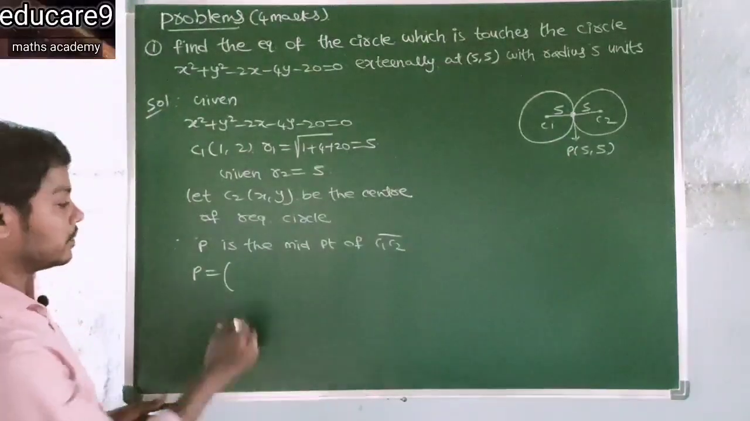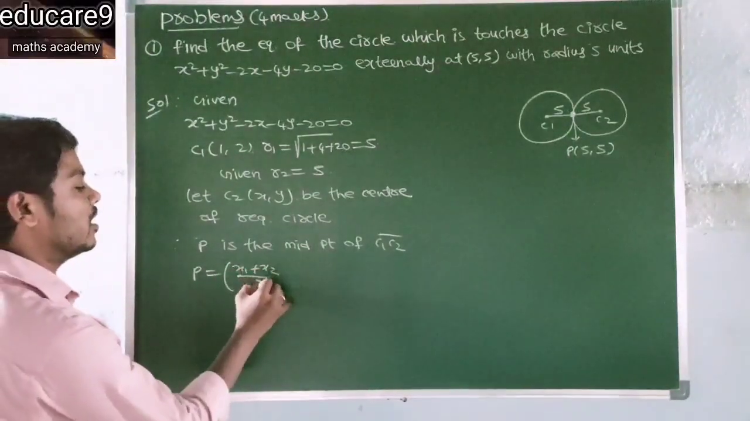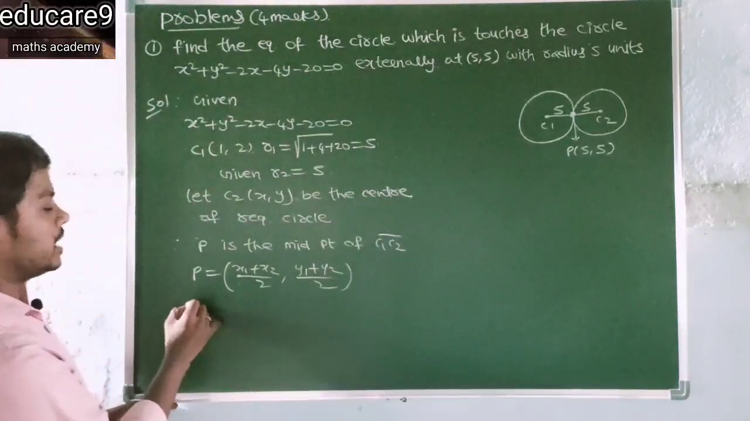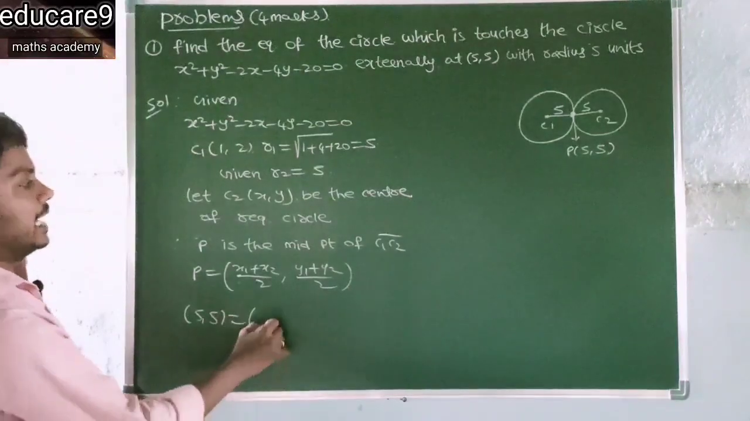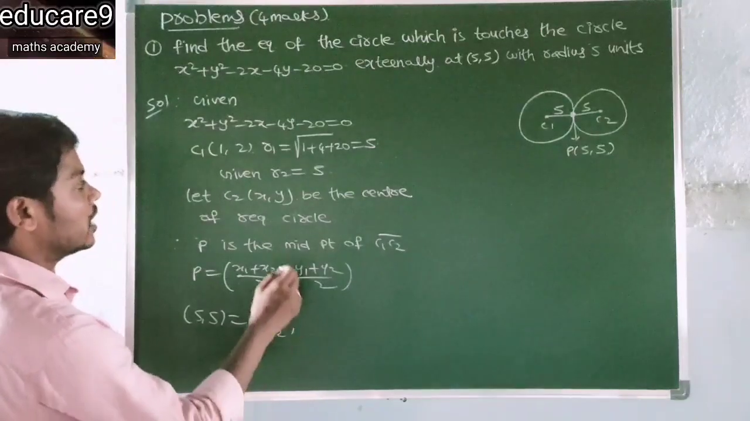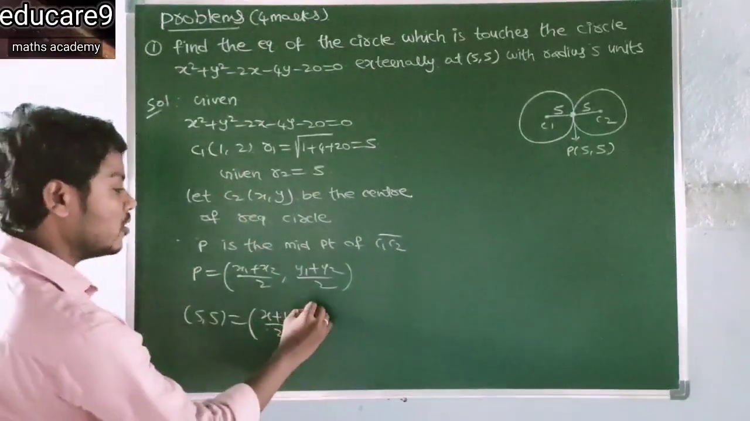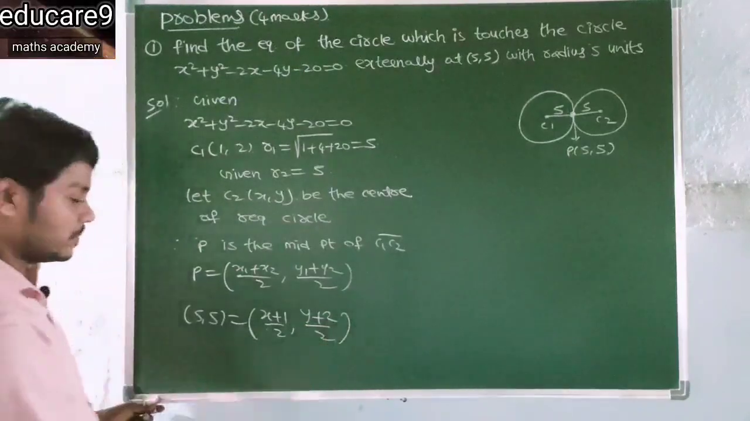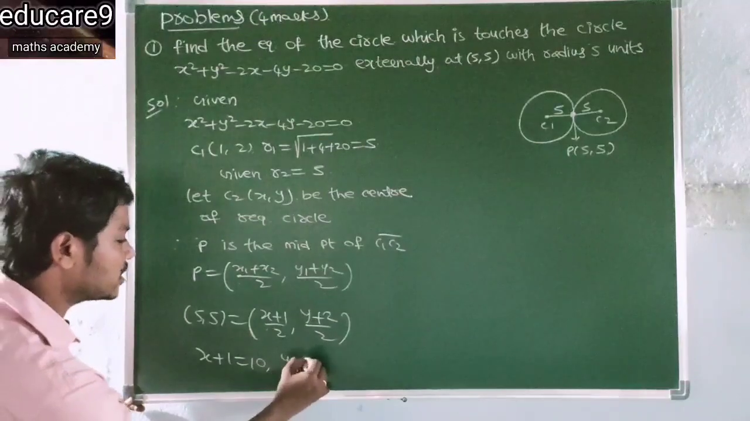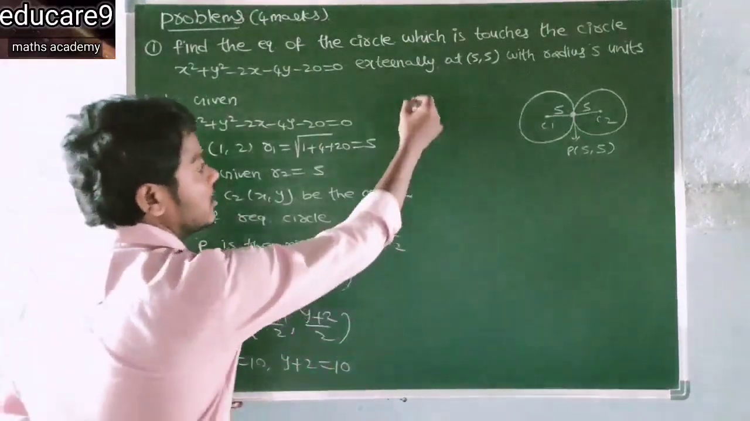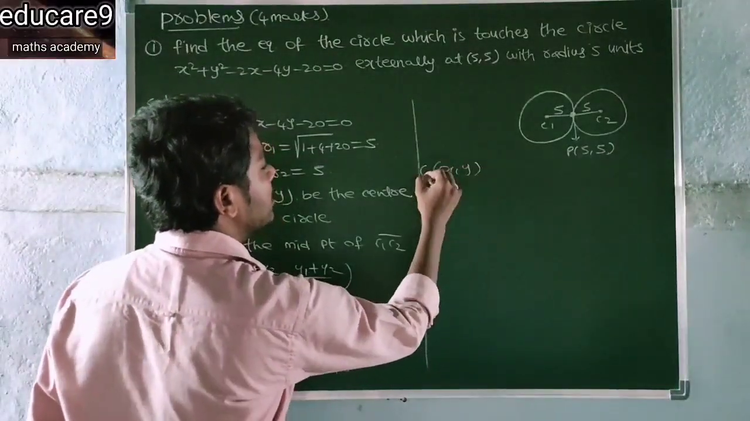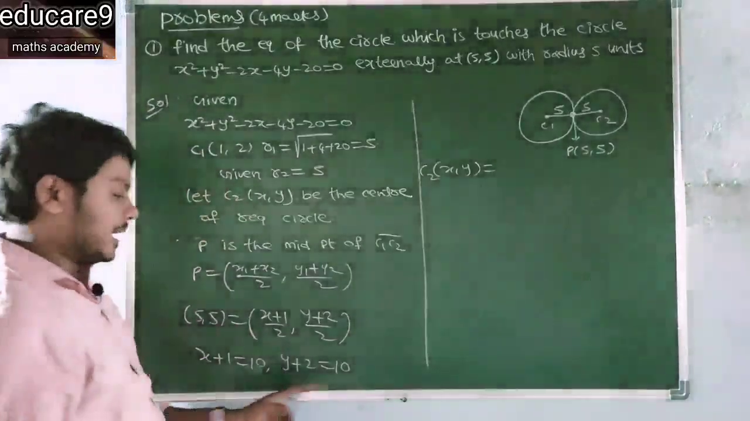So P is equal to ((X1 plus X2) by 2, (Y1 plus Y2) by 2). What is P? That is given (5, 5). So (x plus 1) by 2, (y plus 2) by 2. So clearly x plus 1 is equal to 10, y plus 2 is equal to 10. Therefore the center of the second circle, (x, y), is (9, 8).